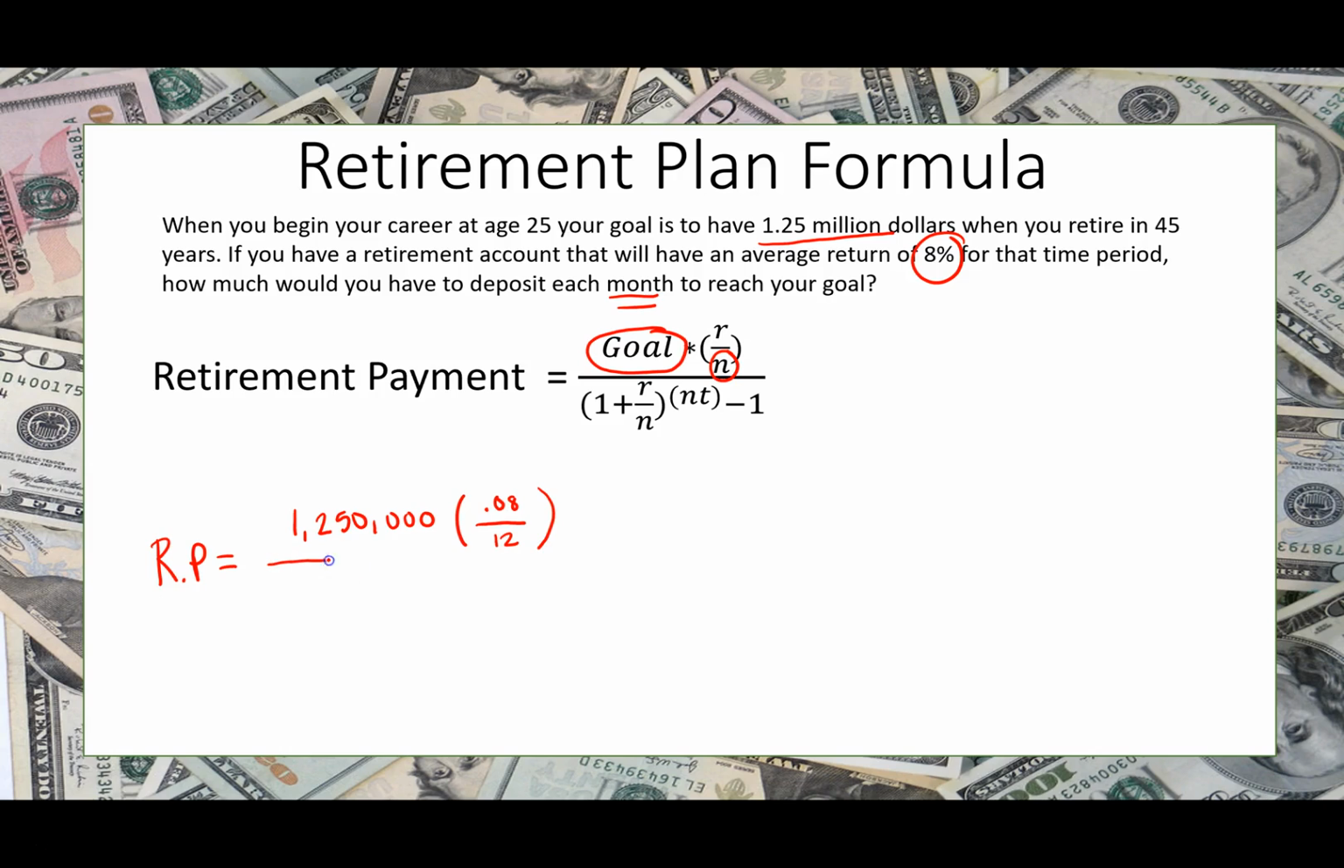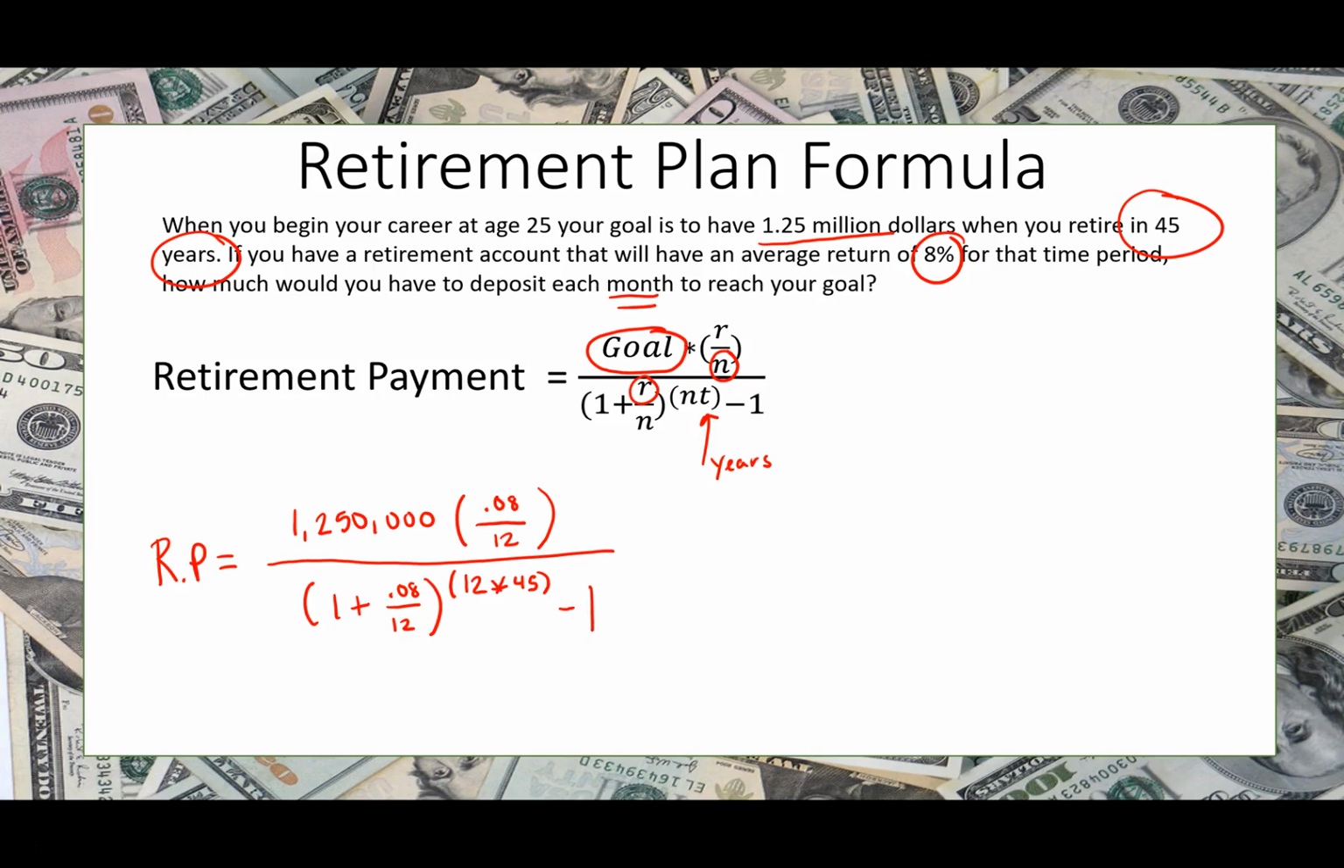We've got our numerator. Let's find our denominator. So we've got 1 plus my rate, which is 0.08, divided by n, which is 12, to the power of n times t. So that's 12 times, and sometimes we see this as y, sometimes t. It just means years, the number of years that we're going to invest in. In this case, we've got 45 years. And then minus 1.